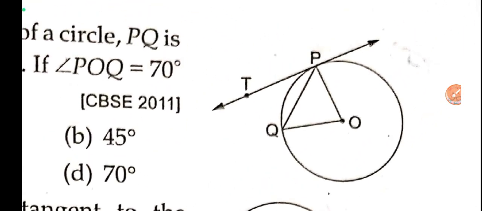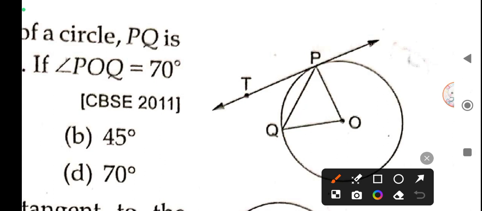TPQ, we have to find out TPQ. We can say that this is 90 because the tangent and radius are perpendicular, and we have to just find out OPQ. Now here you can say that this is 70 degrees. So now this triangle is an isosceles triangle. You will ask how? OP is equal to OQ, isn't it? Because these two sides are the radius of the circle, and the radius is always equal. So this will be equal to this.